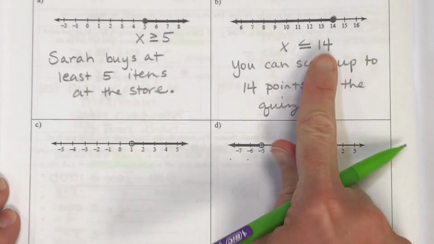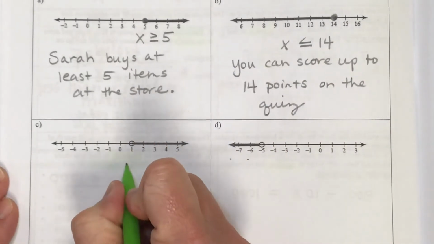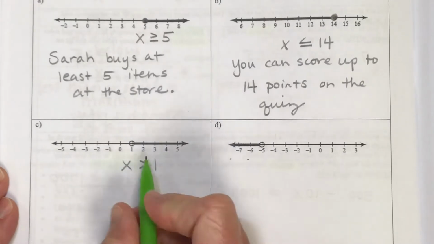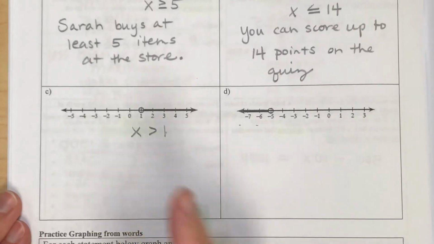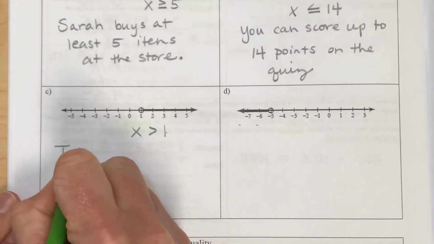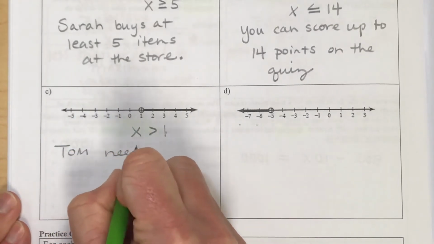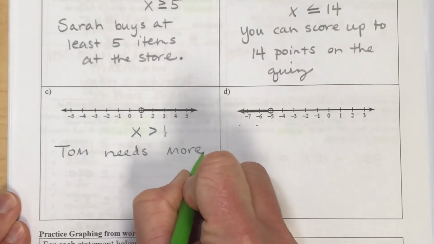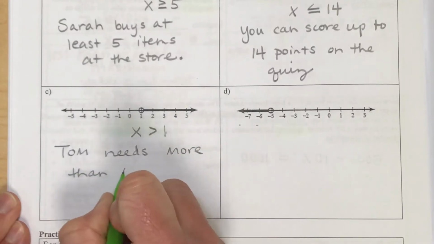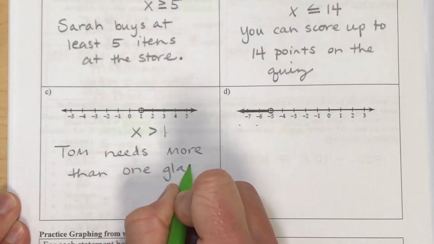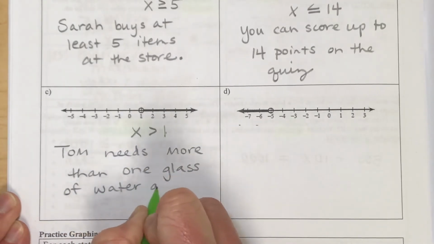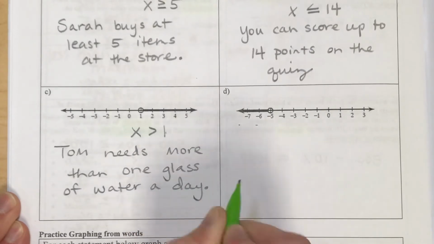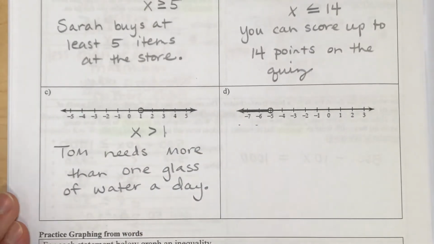In the last 2 graphs, notice how our inequalities will change just slightly. These ones we had equal to, but now these we have strictly greater than. So x is greater than 1. And I would make some phrase up here and say, maybe this person, Tom, needs more than 1 glass of water a day. So he needs to have more than 1.